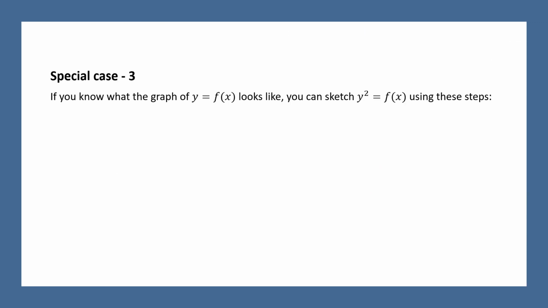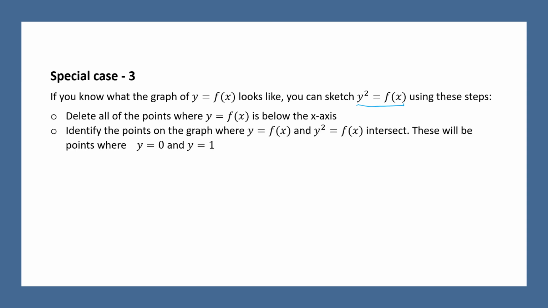Now let's consider the special case 3. We are trying to sketch y square is equal to f of x. So the first step is to delete all the points where y is equal to f of x is below the x-axis. The next step is to identify where the original function and the y square function will intersect.